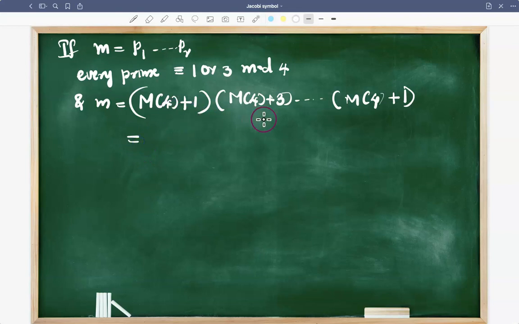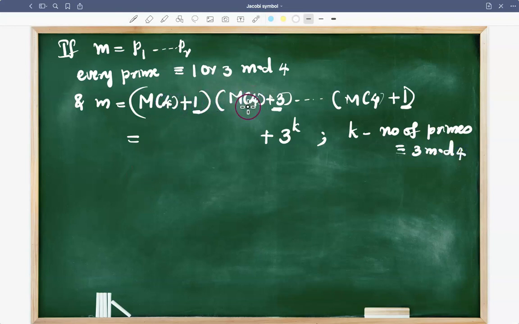If we multiply all these factors, we can express the product as 3 raised to k, where k denotes the number of primes in the factorization which are congruent to 3 modulo 4, and all the other terms in the product will be a multiple of 4. And we are trying to check whether 3 raised to k will be a multiple of 4, or will it be congruent to 1, or will it be congruent to 3. So let us check the case when k is even.